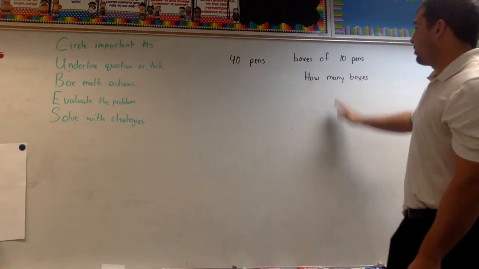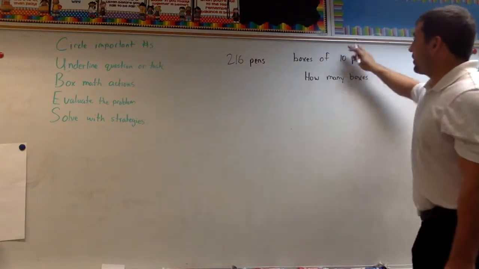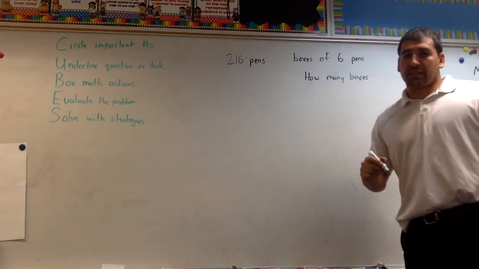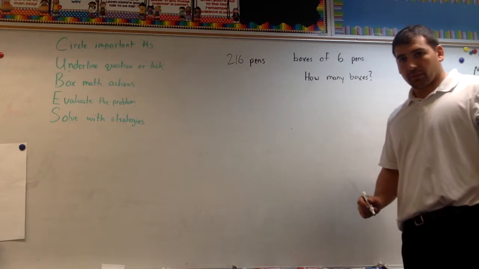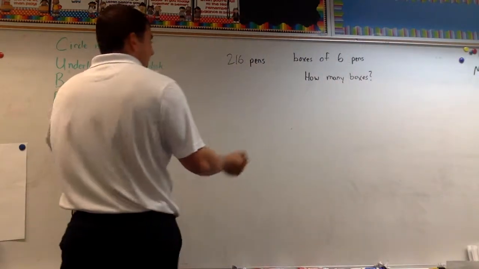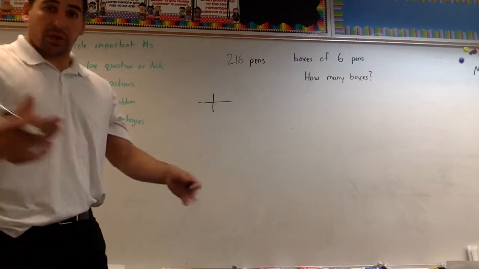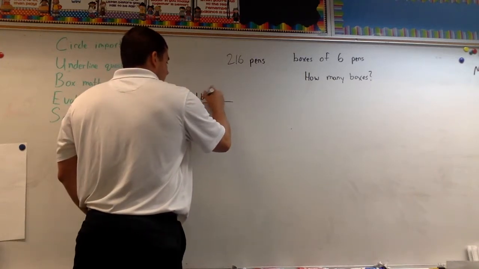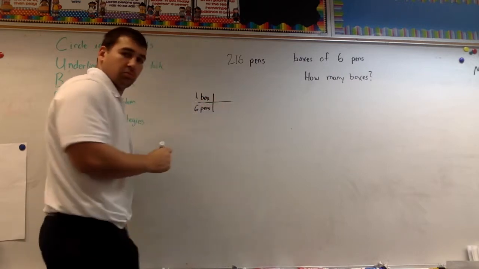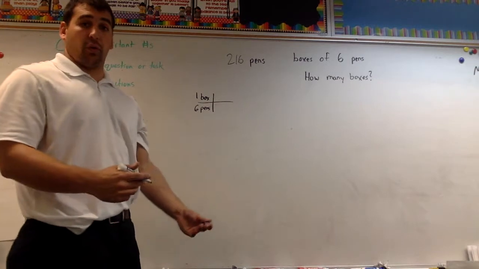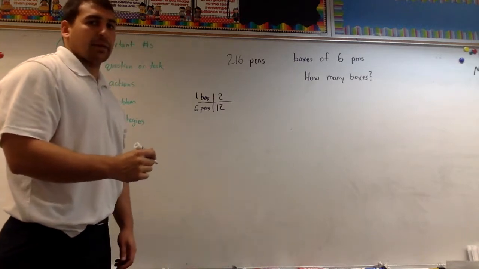So let's trade out our numbers here. We don't have 40 pens, we have 216. They don't come in boxes of 10. They come in boxes of 6 pens. How many boxes did they order? Let's just do some estimating. That's why I like ratio tables, because as I'm estimating, I'm also working through the problem. So 1 box would be how many pens? 6 pens. So they definitely got more than 1 box.